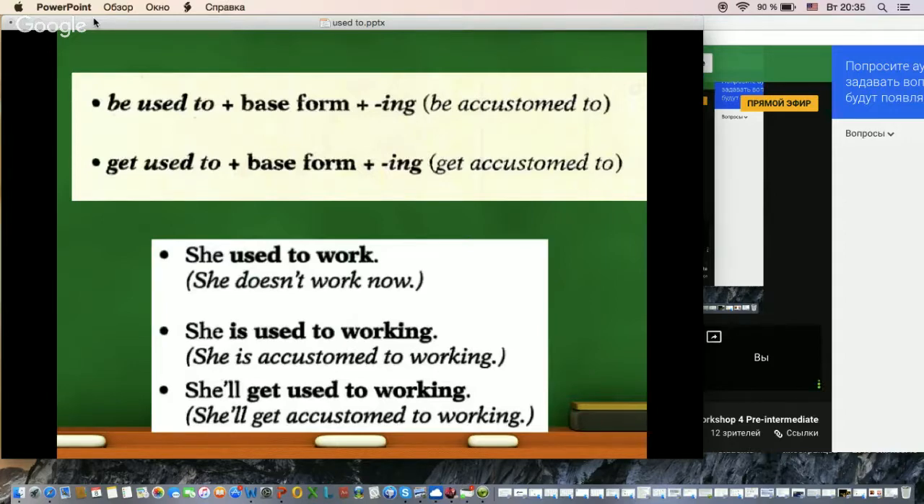То есть мы используем эту конструкцию, чтобы сказать, что что-то для нас является абсолютно нормальным. Мы к этому привыкли. Это часть нашей жизни. Ничего в этом страшного или сложного нет.